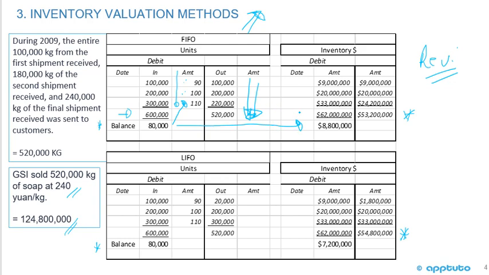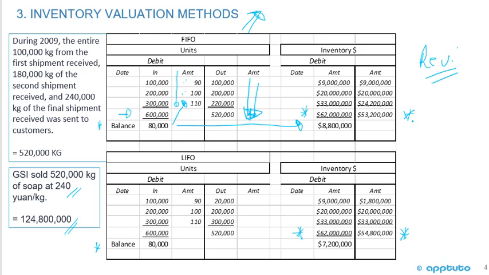In this case, regardless of inventory method, the amount of our purchases, our cost of goods available for sale, is always going to be the same. And in this example, it's a little bit higher because, of course, we were buying at the higher prices, the bigger quantity at the end.